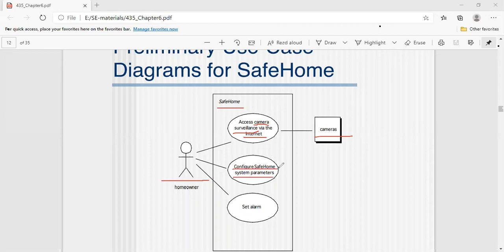So he is expecting some configurations. How much area is covered? Do I need any other cameras in my home or not? Are all those cameras working properly or not? Like that, you may check the configurations of those particular cameras. And next, if anything is wrong, he sets an alarm.